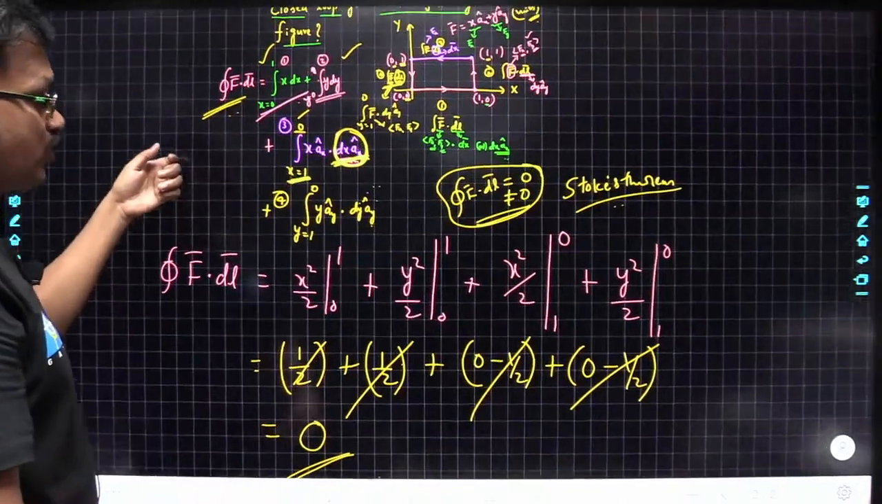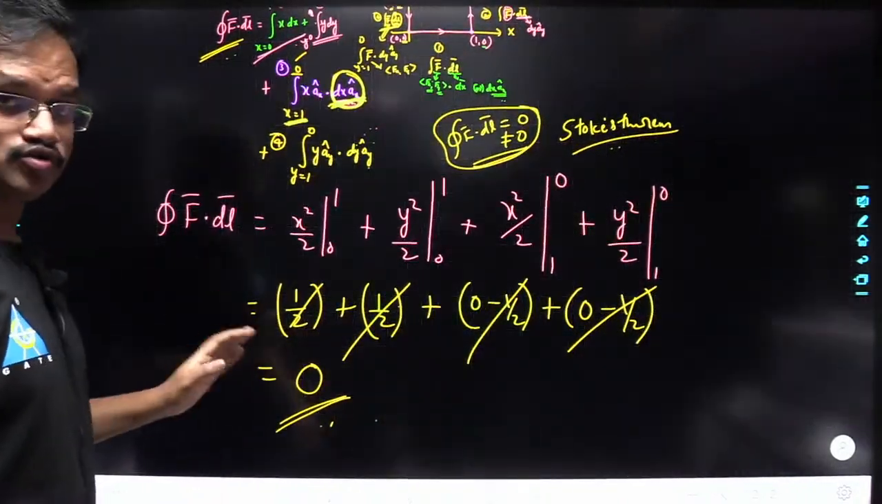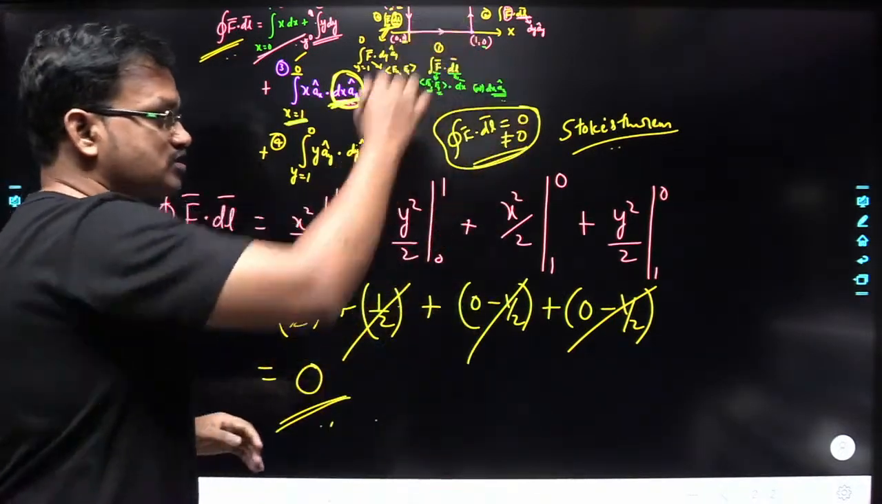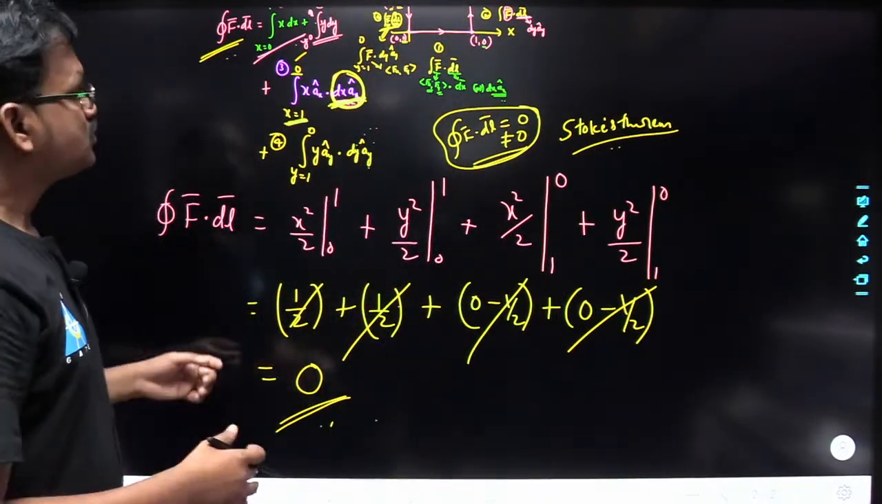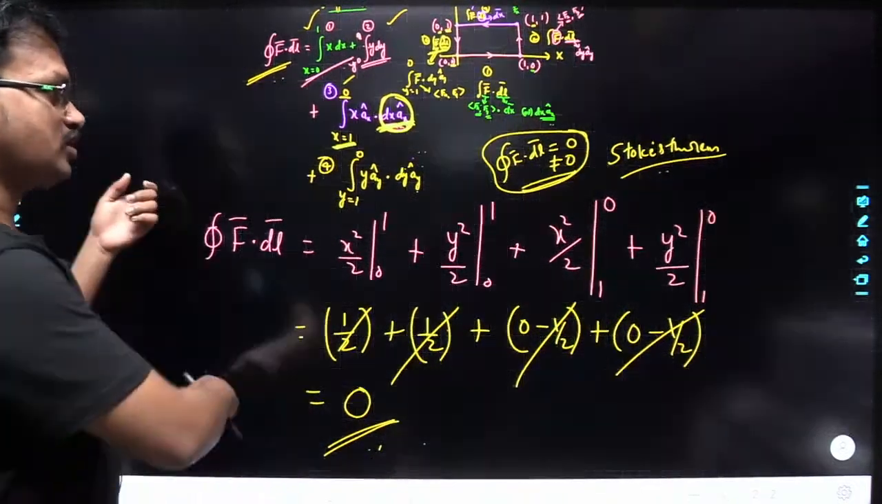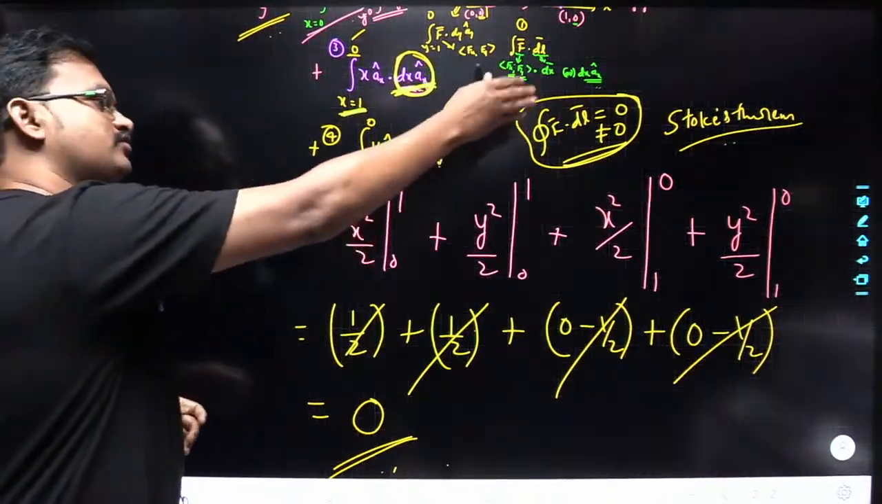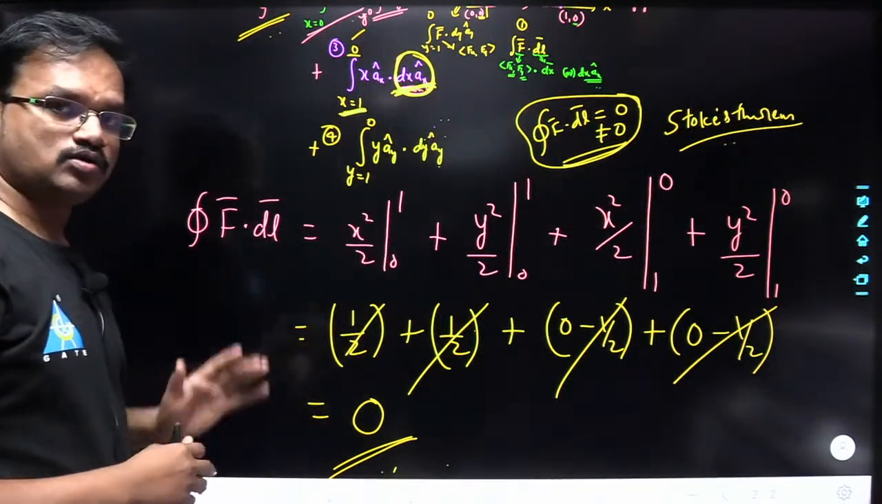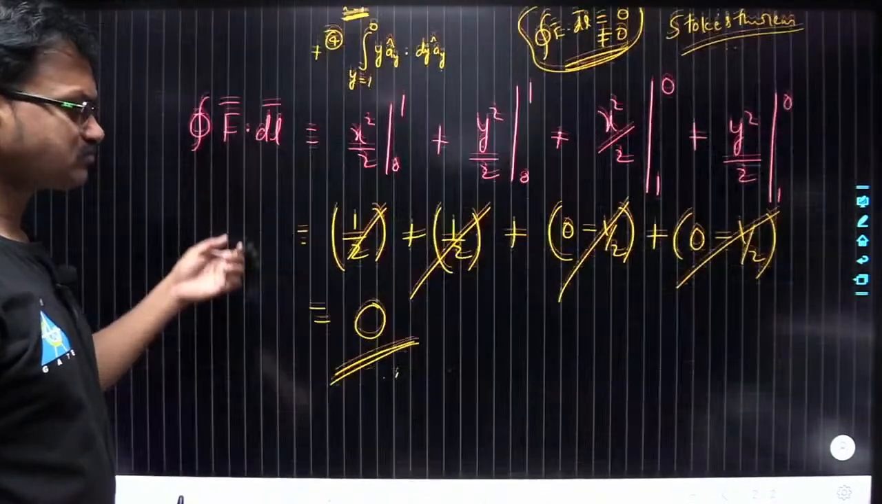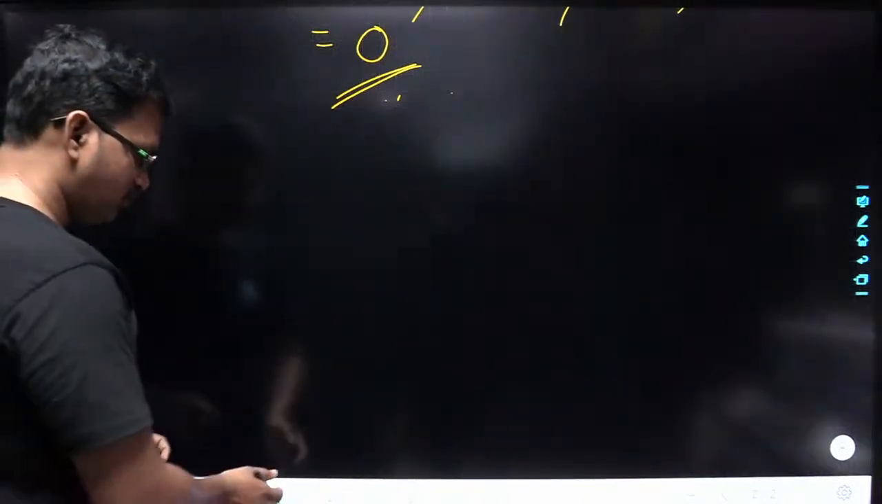For this one you must get equal to 0. That is with the help of Stokes theorem that I have told that. I will explain Stokes theorem later, and there I will explain how you can directly write whether the circulation of the vector field is equal to 0 or not equal to 0.